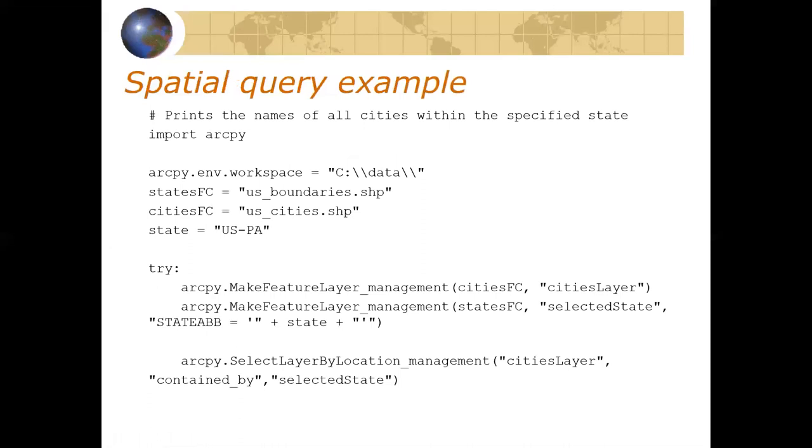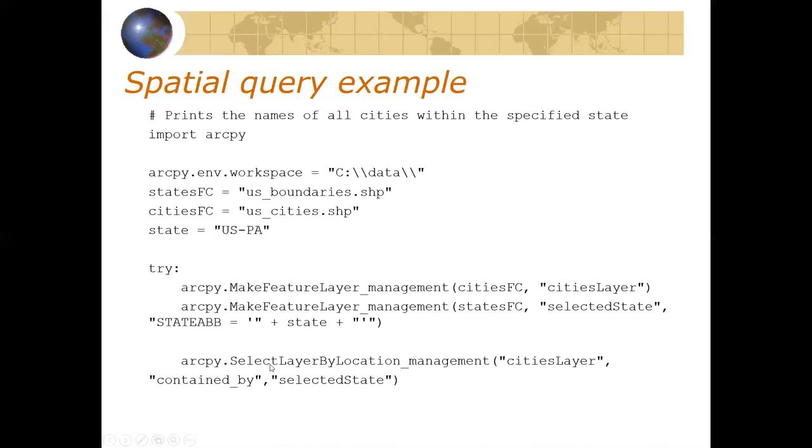And here's that same little snippet shown in a larger context. So what this example does is it prints the names of all the cities within a specific state. Building on what we just saw, here's states FC, which was in the previous slide. I'm also creating a cities FC variable that holds a city shapefile. And I'm going to create a feature layer from the cities feature class and call that feature layer cities layer. And then likewise, I'll create one from the states feature class, which is what we just saw. I called that feature layer selected state.